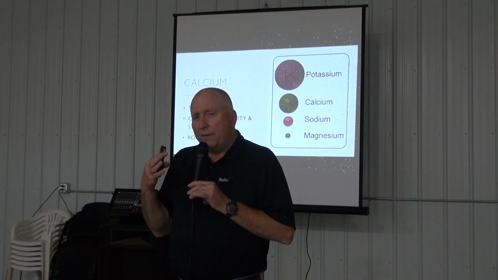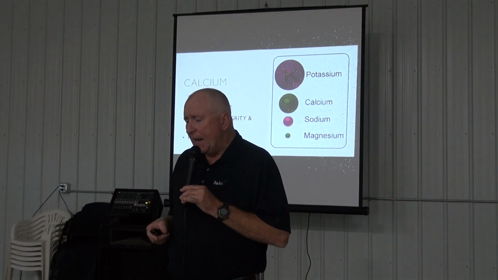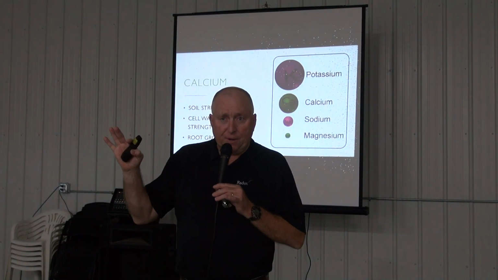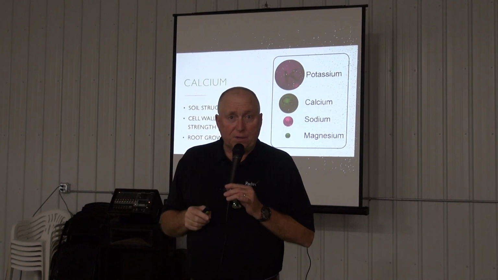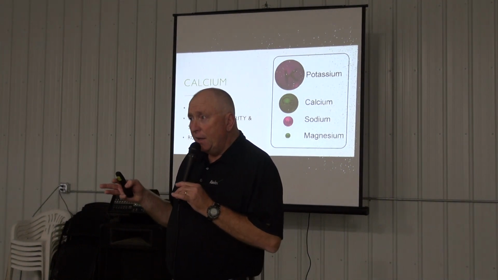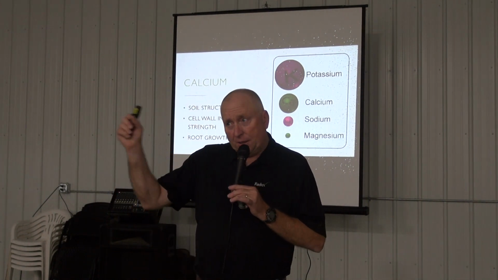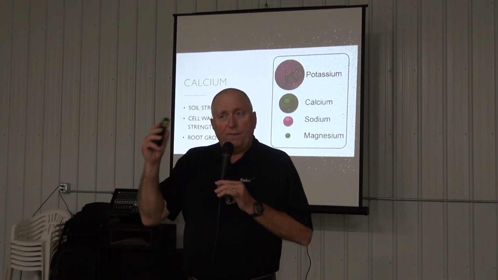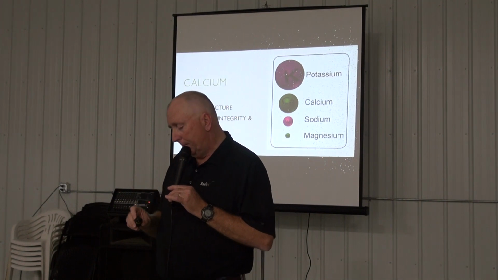Well, what's the role of the calcium and calcium silicate and the silicic acid? Well, there are three key benefits from calcium in a cropping condition. First, of course, soil structure. Second is cell wall integrity. And that's where silicon, explained in a moment here, plays a key role. And then often overlooked is the benefit of calcium for root growth.